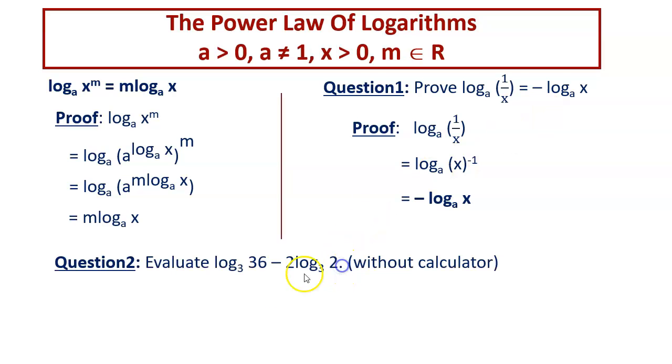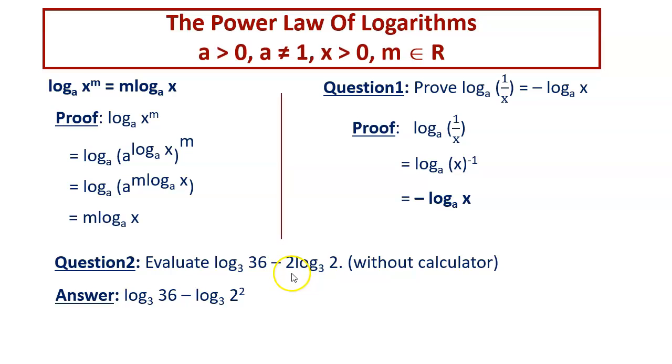Coming to the next question, the second question. Evaluate log of 36 to the base 3 minus 2 times log of 2 to the base 3 without a calculator. Okay. So, the first term we keep as it is. We will be using the power law of logarithms, and the division or quotient rule of logarithms in order to get the answer.